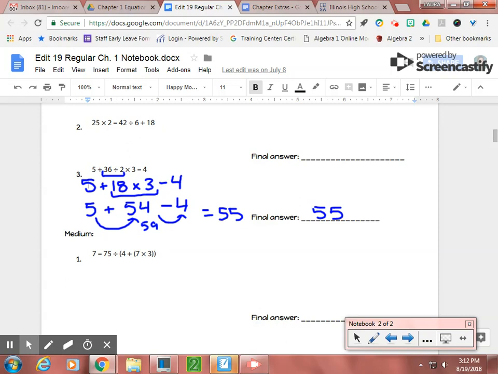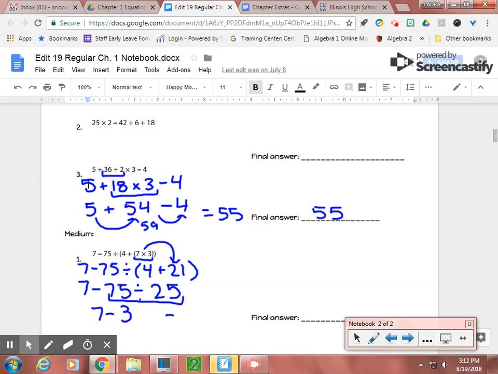Okay, let's go to a little bit harder ones. These are just harder because they have more sets of parentheses. So with those parentheses, you want to work on the inside most first. So I have 7 minus 75. Leave your parentheses here. And that set of parentheses becomes 21. Okay, so that's what we did first. So keep working inside of your parentheses. So the parentheses are going to give us 25. Now do your division. So I have 7 minus 3, which gives us a simple answer of 4.